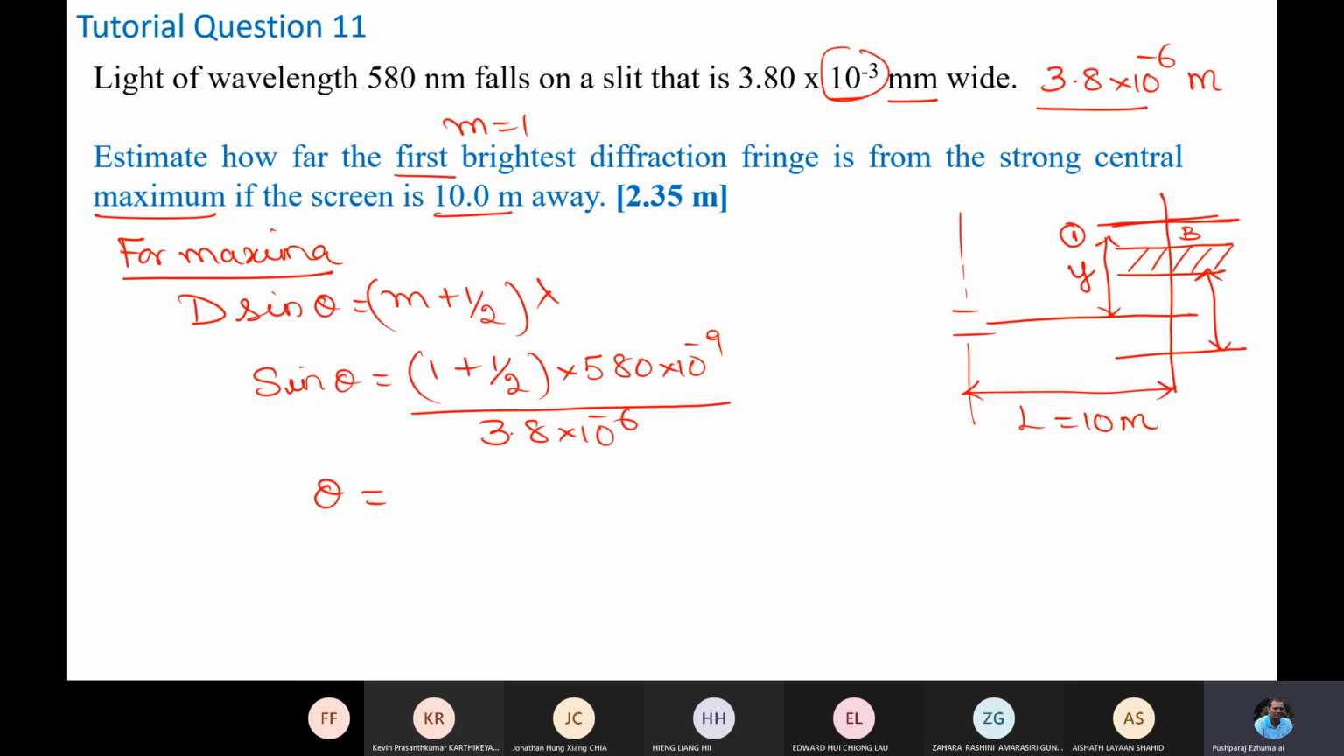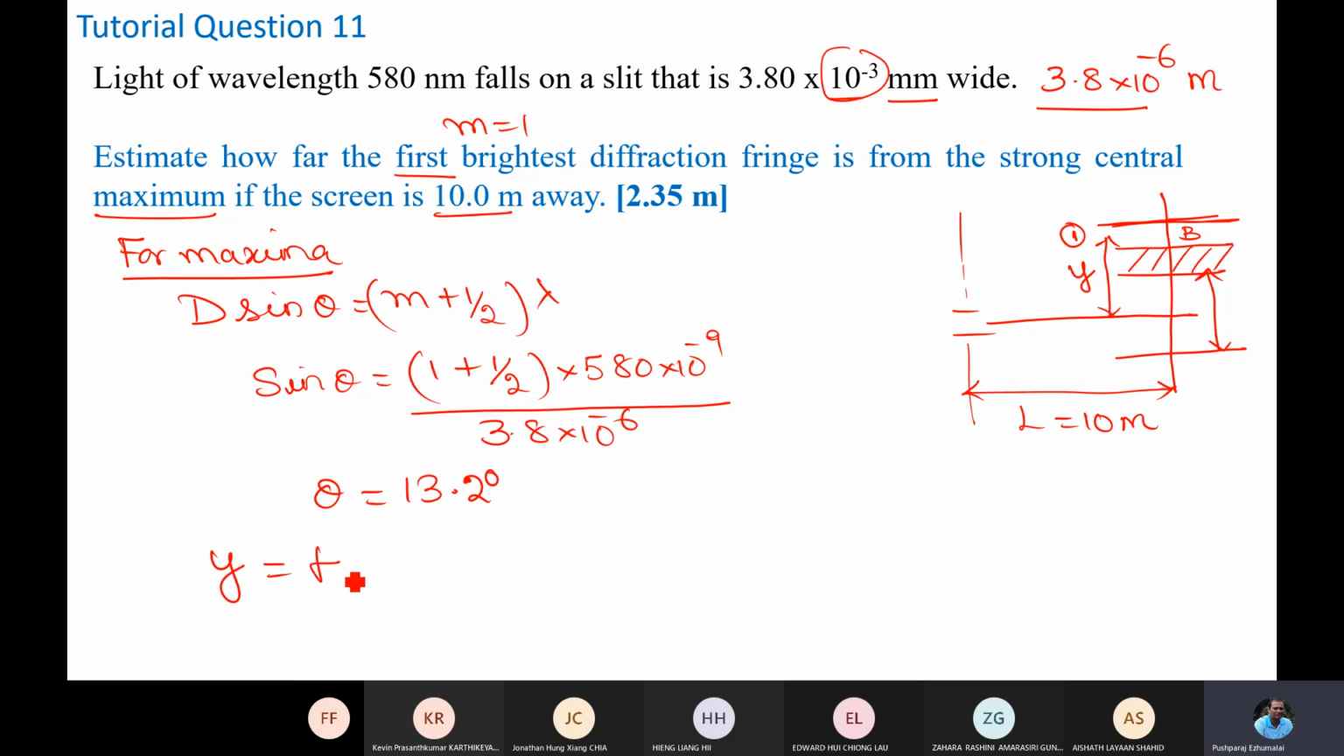So when you do that, 3 into lambda, 5.8 into 10 power minus 9, divided by 2 into 3.8 into 10 power minus 6. So take the sine inverse. We get the angle is 13.2 degree.